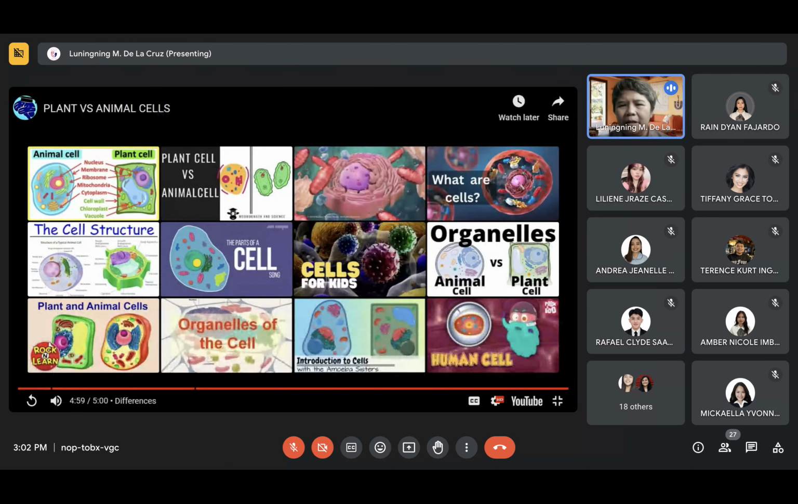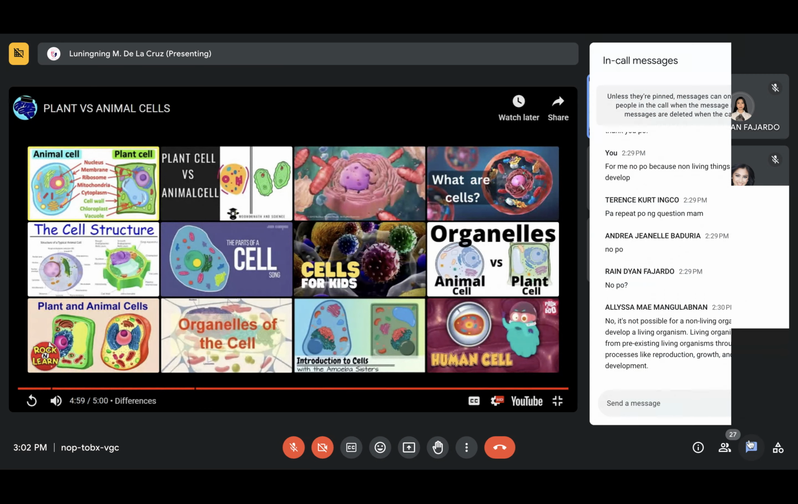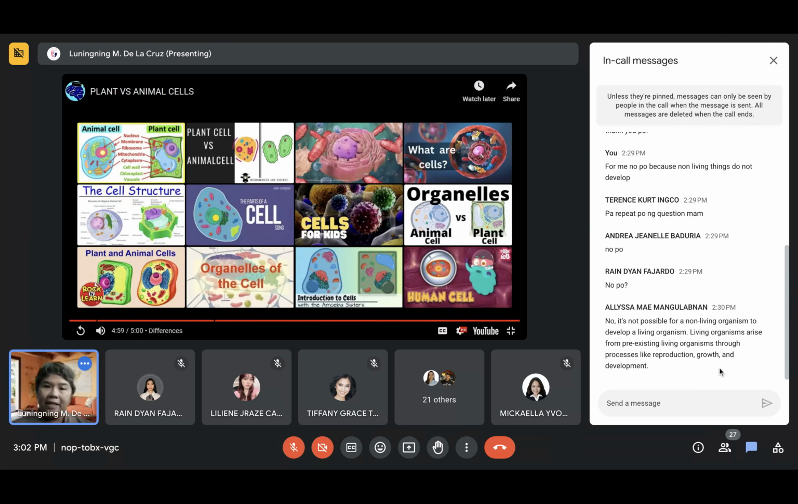Okay, so please write in our chat box what are the structures present in plants that cannot be found in animal cells. Okay? Structures lang muna tayo. Okay, write it down. What are the structures present in plants that are not present in animal cells?